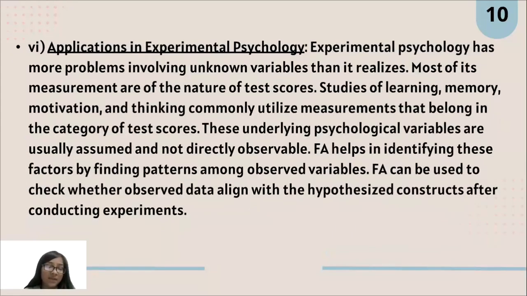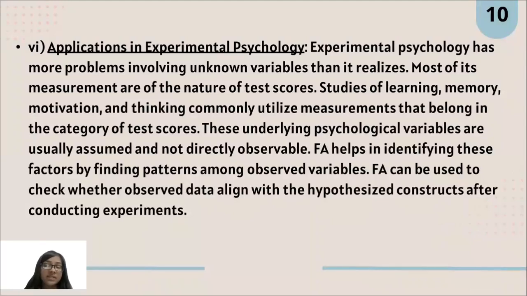Next and the last is applications in experimental psychology. Experimental psychology generally involves dealing with the variables that can be measured or quantified. And also it involves understanding new variables or finding new things, researching on things or variables or constructs. So basically, it is involved in unknown variables more than it realizes, and also its measurement is based on the test scores because we quantify the items or the variables.